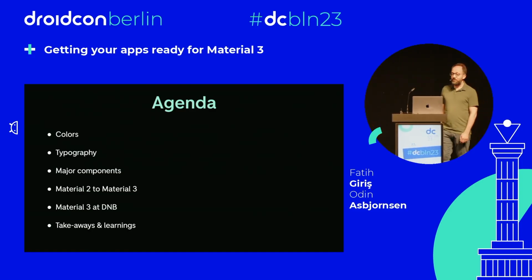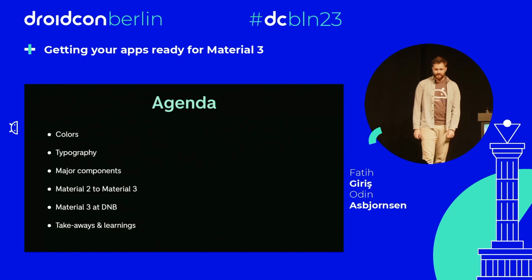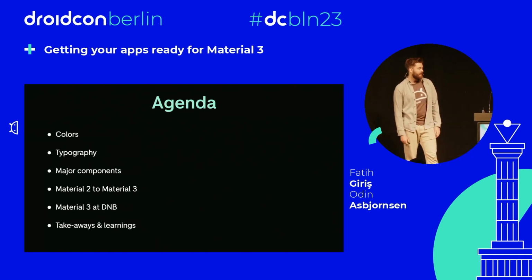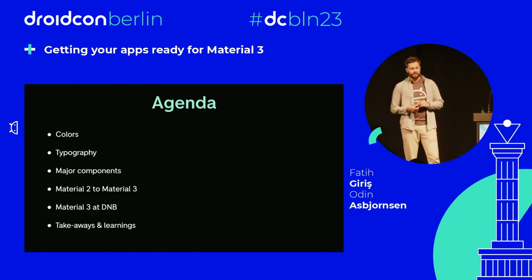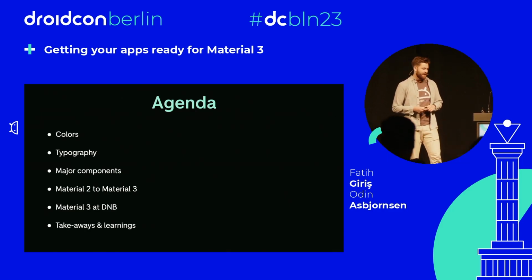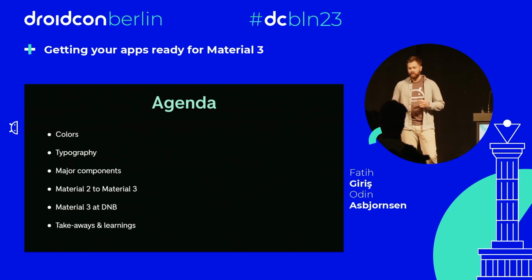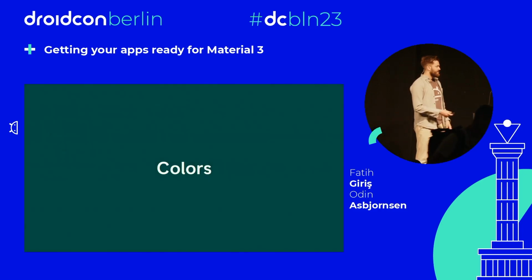Yeah, I agree. So the agenda for today is that firstly we're going to go through the color system in Material 3. Then we're going to go through how the typography works. Then we're going to go through some of the major components in Material 3 and how they shifted from Material 2. Then we're going to go through some migration strategies that you can apply for your applications. And then we're going to show how we started our migration process in DNB. And then in the end, we will share some key takeaways and learnings of what we learned through this process for us. So Fatih, how does the color system actually work in Material 3?